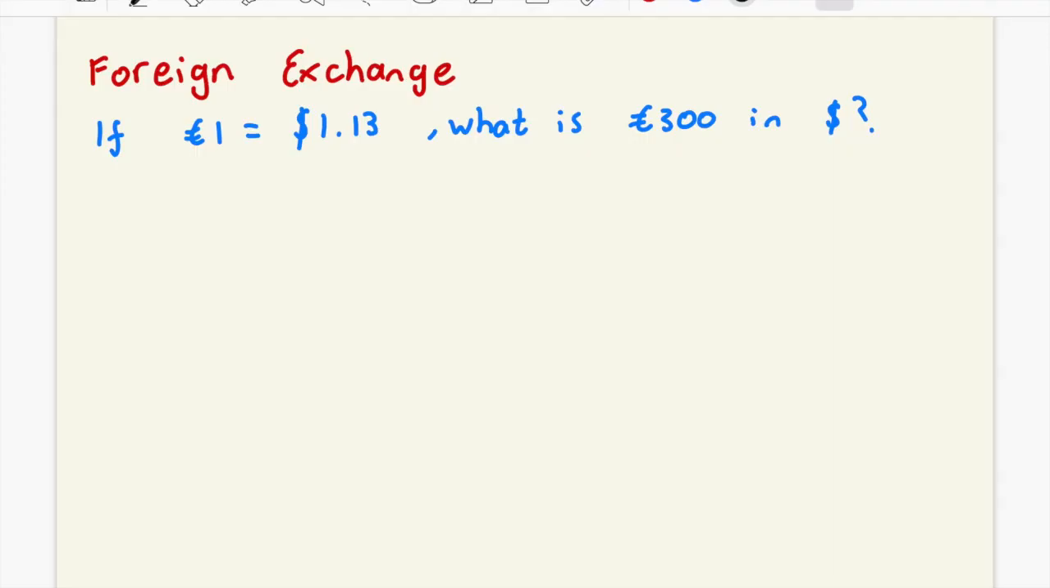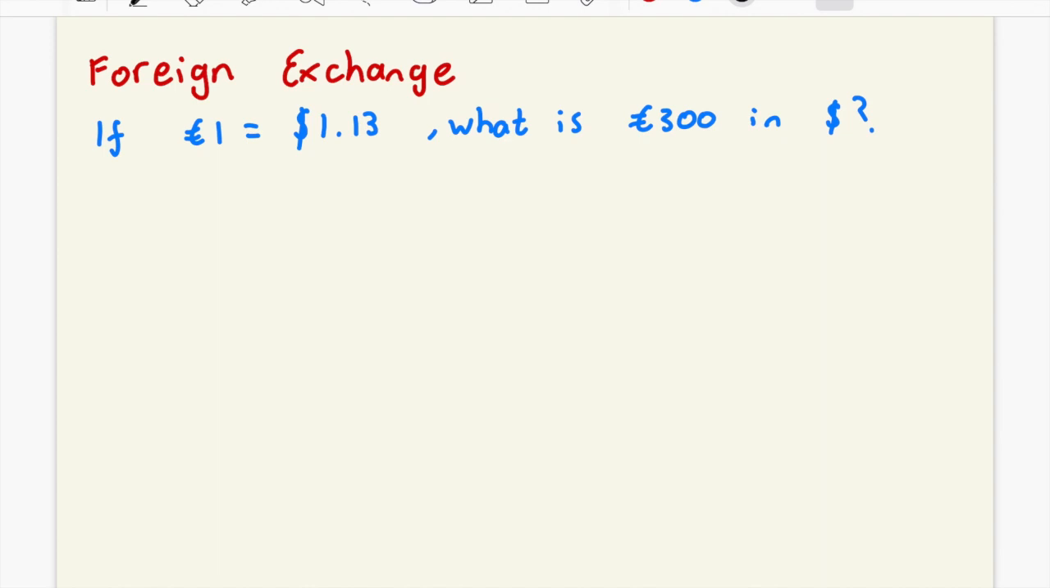So in today's video we are going to be talking about foreign exchange and how to convert from one currency to another. So we're going to do this by going through a few examples. So for the first one, if €1 is equivalent to $1.13, what is €300 in dollars?